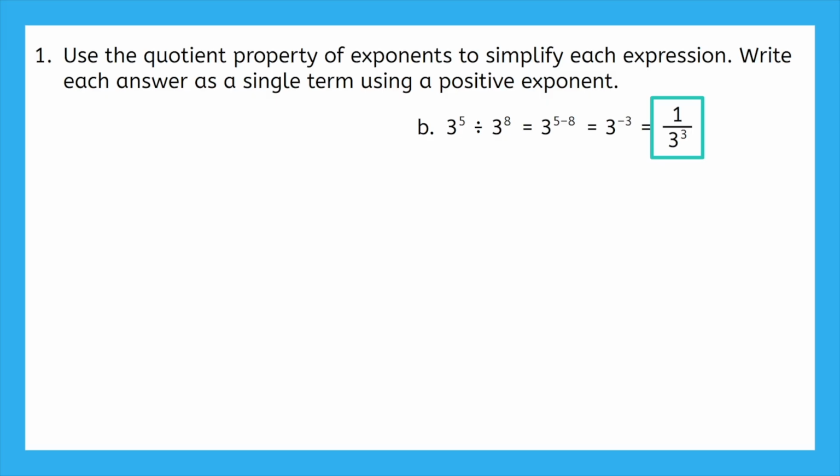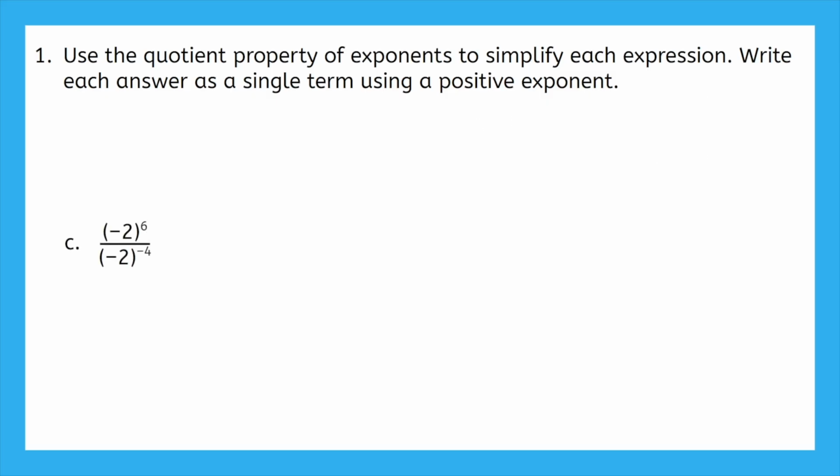In part C, the negative base doesn't change anything. We still use the quotient property to subtract the exponents. 6 minus negative 4 can be rewritten as 6 plus positive 4, which is 10. So the answer is negative 2 to the power of 10. Make sure to keep the negative 2 in parentheses so the whole base is raised to the exponent.